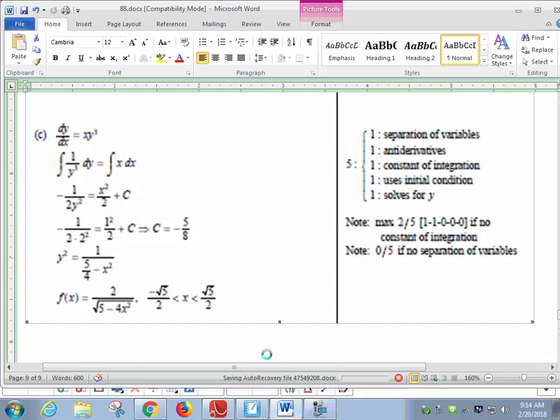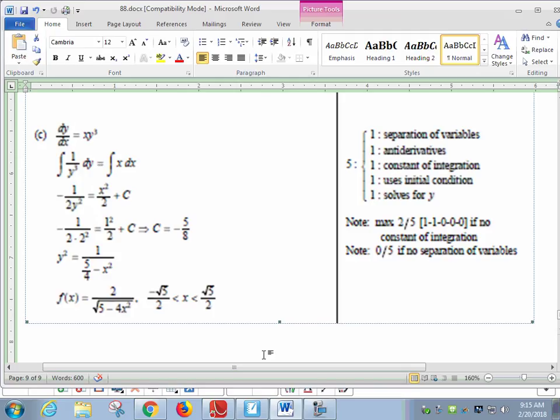The point breakdown. 1 for the separation of variables. Given that you know how important that is, that should have been easy. One point this time for the antiderivatives. The antiderivatives are pretty straightforward. I had my answer as y to the negative 2 over negative 2. Obviously, that's the same. So 1 point for antiderivatives. 1 point for did you put a constant of integration down when you integrate? Okay, that should be a soft point. 1 point for did you use the initial condition correctly based on your antiderivatives? And then 1 point for basically is your answer correct, solving for y.